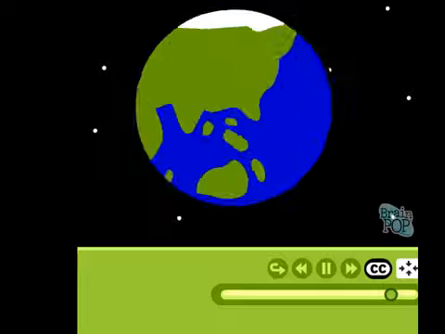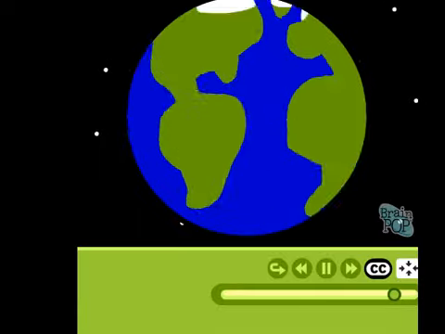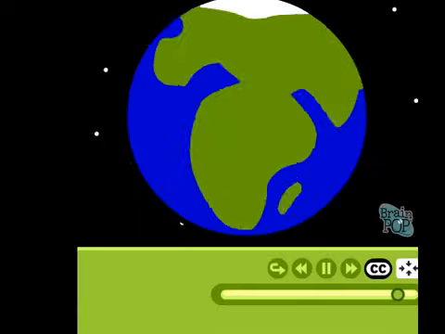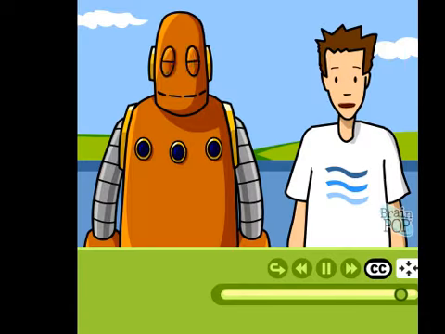And liquid water is rare in our solar system, except on Earth. Water covers over 70% of our planet's surface. And without all that water, we probably wouldn't even be here.